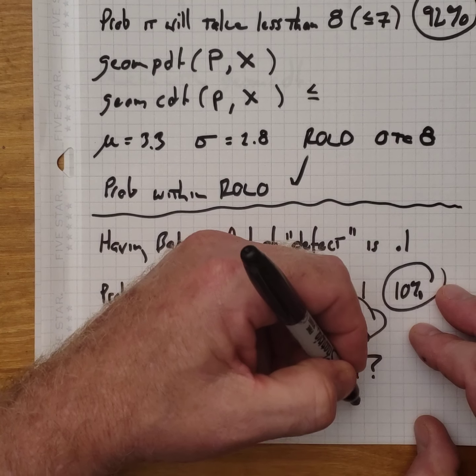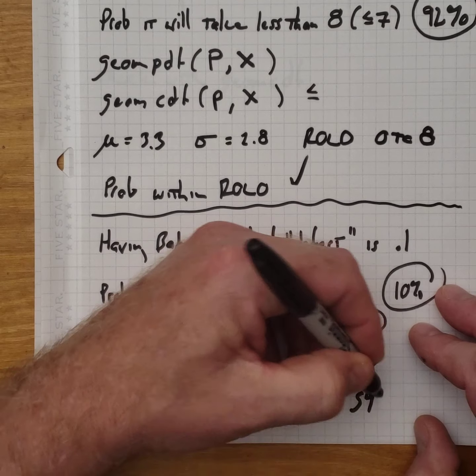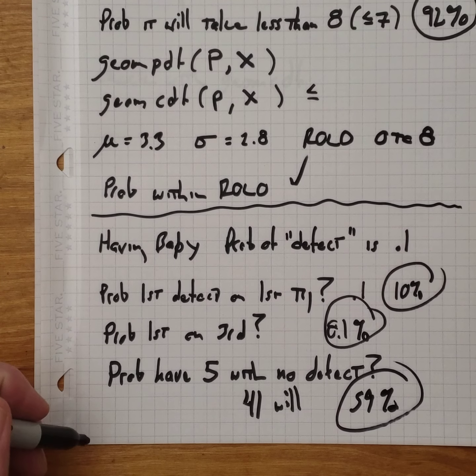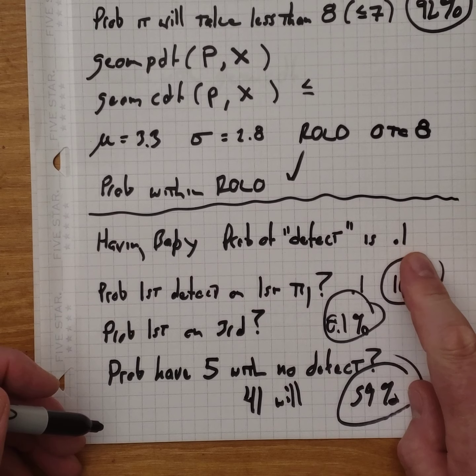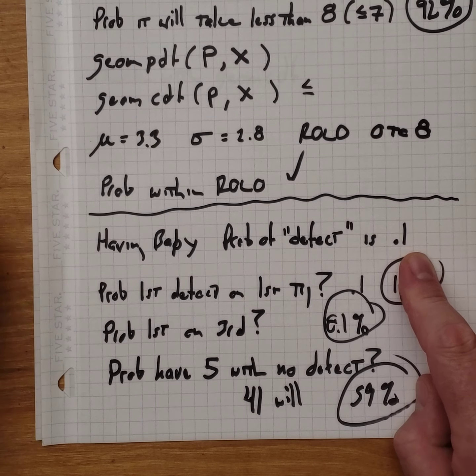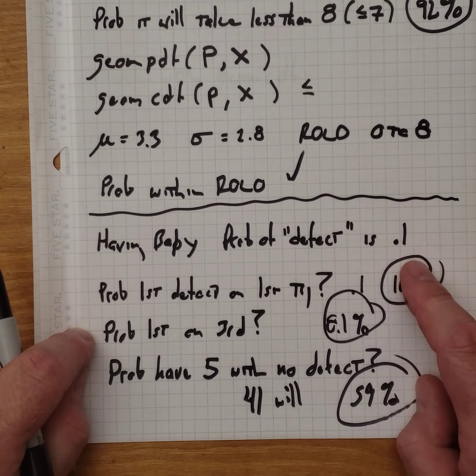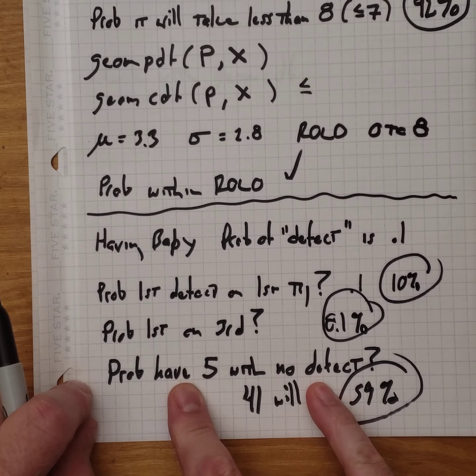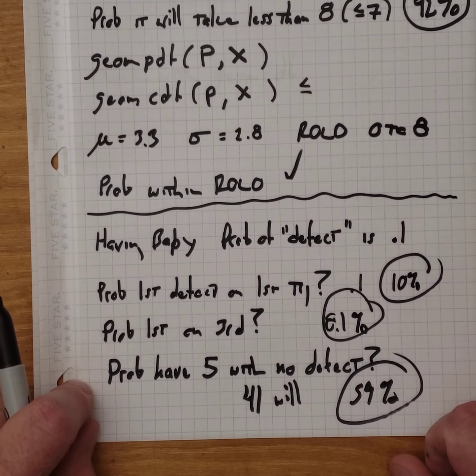If we subtract that from 100, we get a 59% chance that they won't have a redhead within the first 5, which makes sense. 10% is a fairly low risk, especially if you're talking about a defect that has no negative consequences. So the probability you make it through to 5 kids should be fairly high.